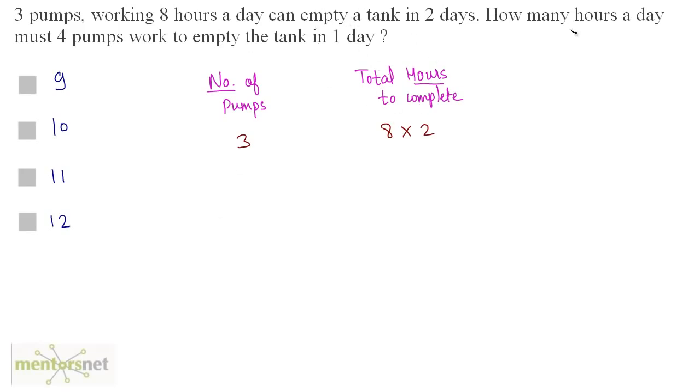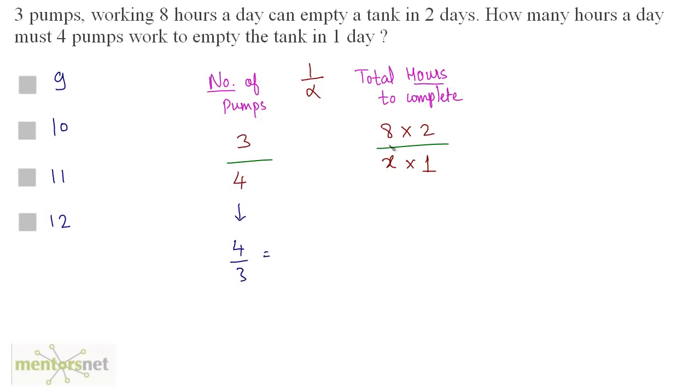Now we have been asked how many hours a day must 4 pumps work to empty the tank in 1 day. So we have 4 pumps working for 1 day and we have been asked how many hours they will take. So let the hours be x. Now this is again an inverse proportion, because when you increase the number of pumps, the total time taken to empty the tank will decrease.